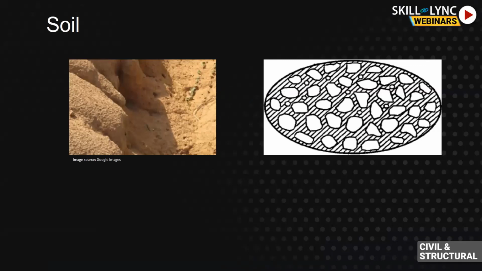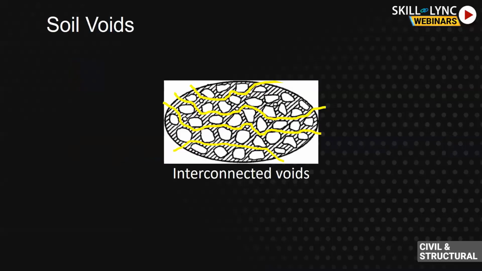Okay, so here we can see a picture of ground soil. Once you have a close look at it, what we can see is that soil comprises soil particles, which are solid particles. At the same time, it has got voids in between these particles, right? So that's an illustration on the right side. And these soil voids are interconnected within the soil.